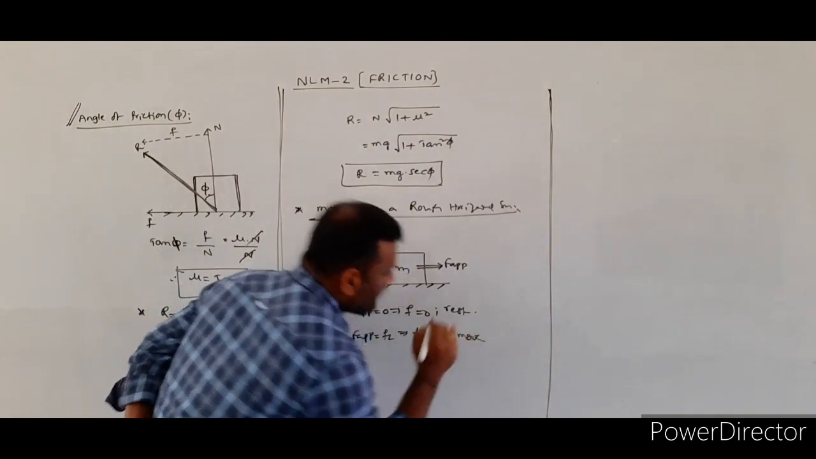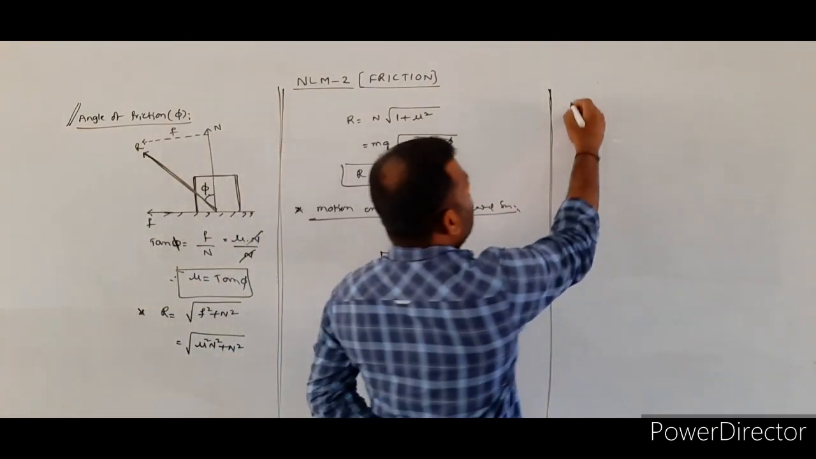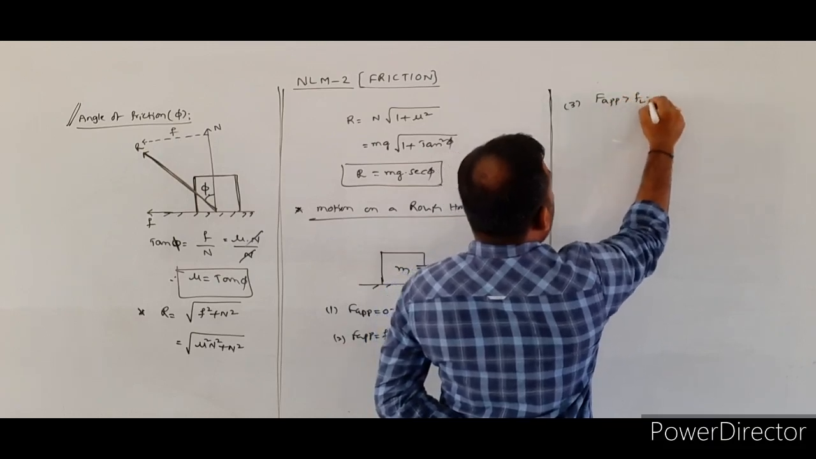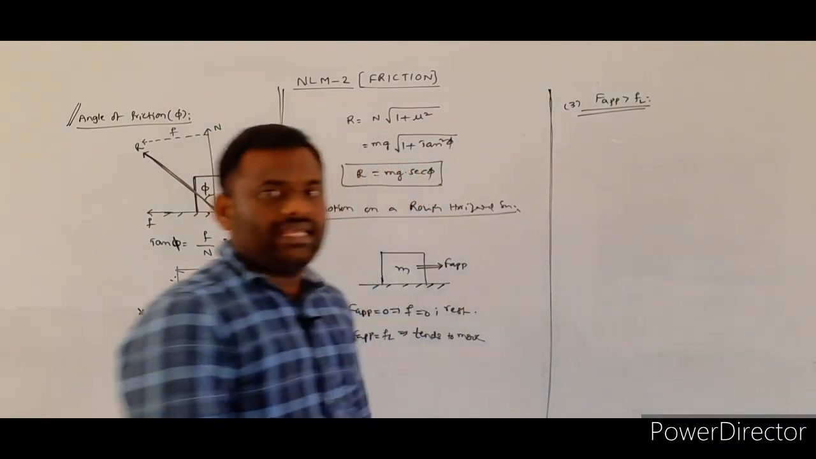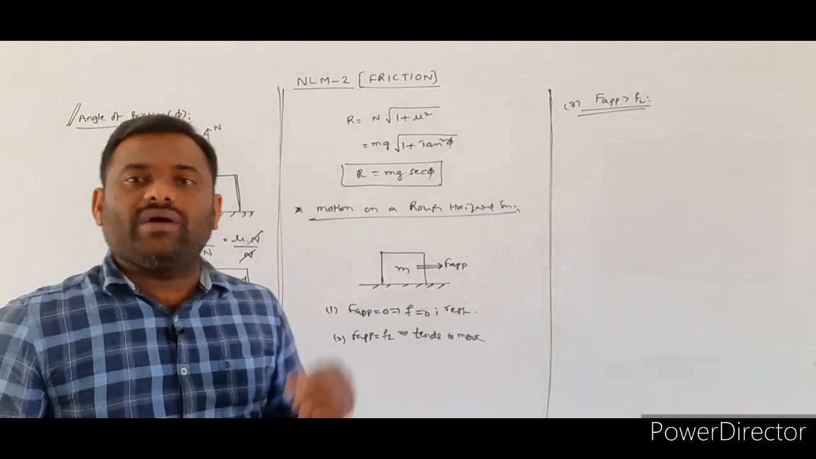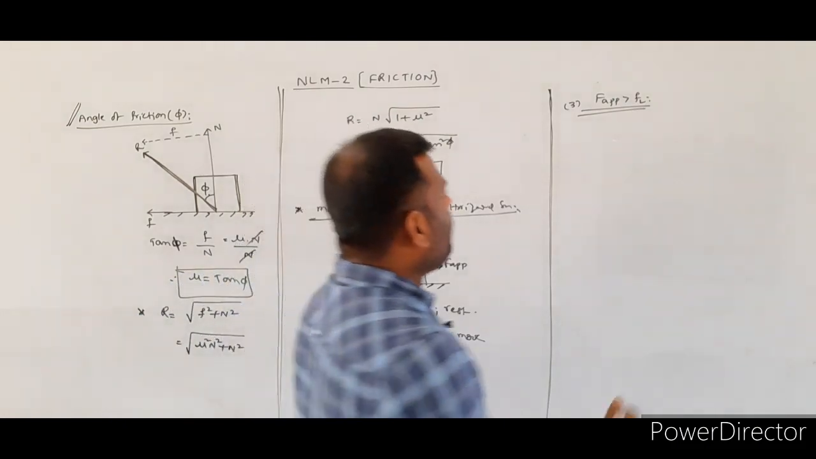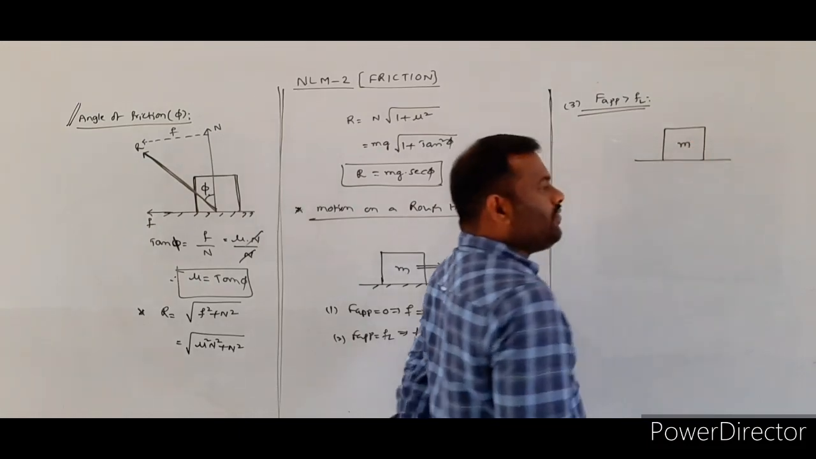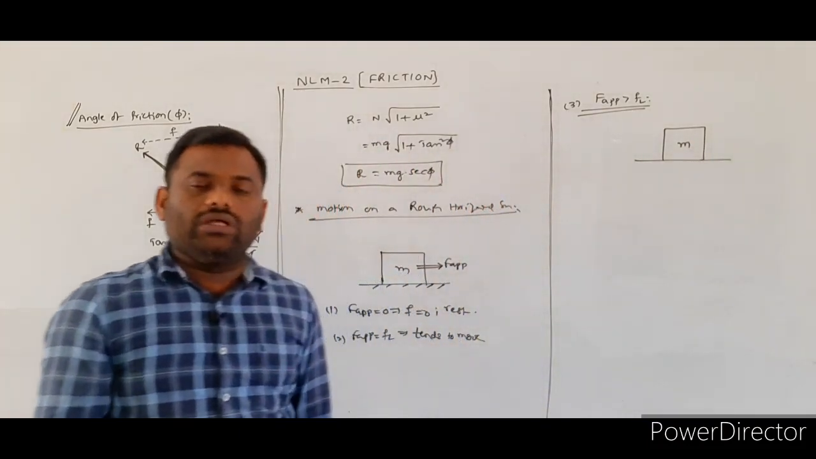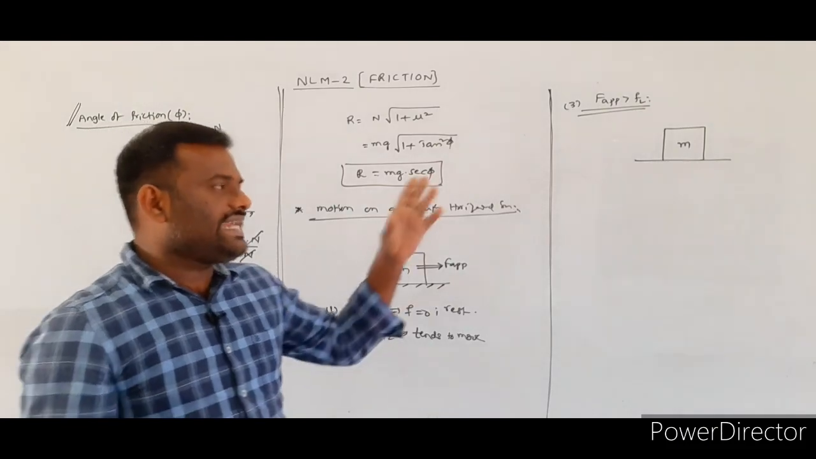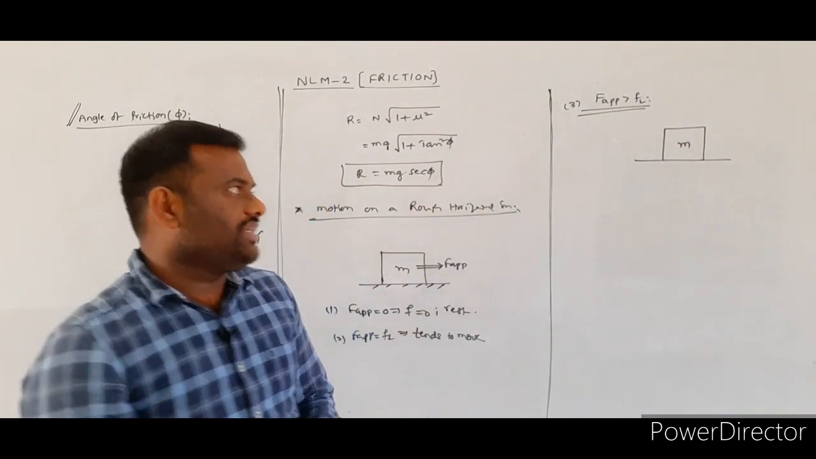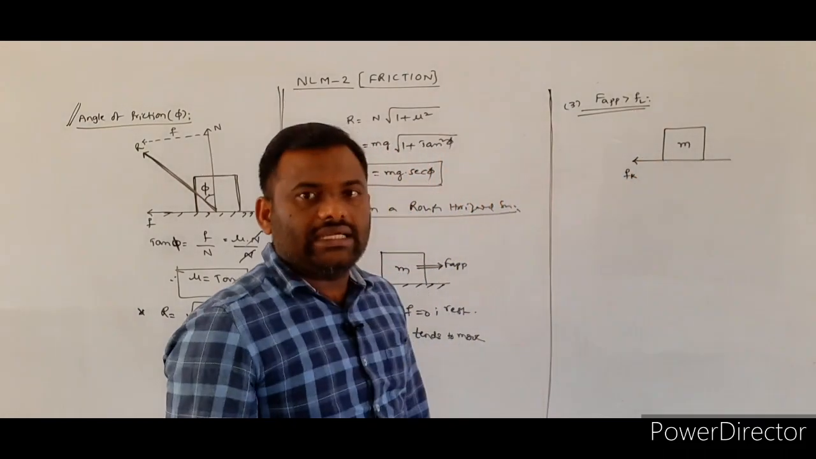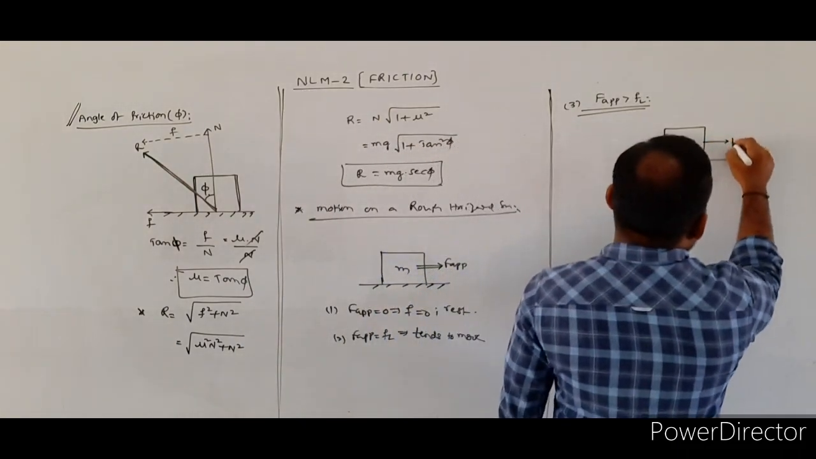And we consider case 3. If F applied is greater than F limiting, as we already discussed, the body will be in motion. Whenever the body is in motion, the frictional force becomes kinetic friction. Whenever the object comes into motion, the static frictional force is converted into kinetic friction. So over the given object along the tangential direction, kinetic friction will be acting, and the external force will be acting on the body continuously.